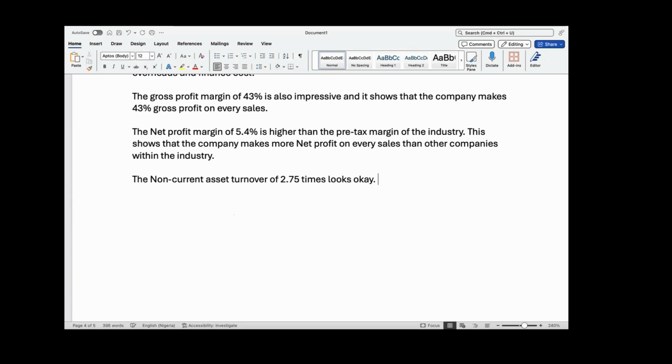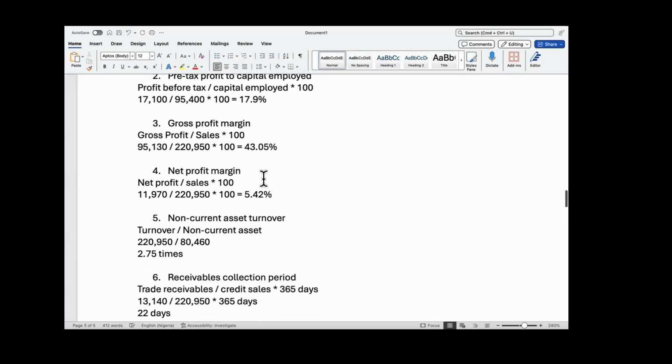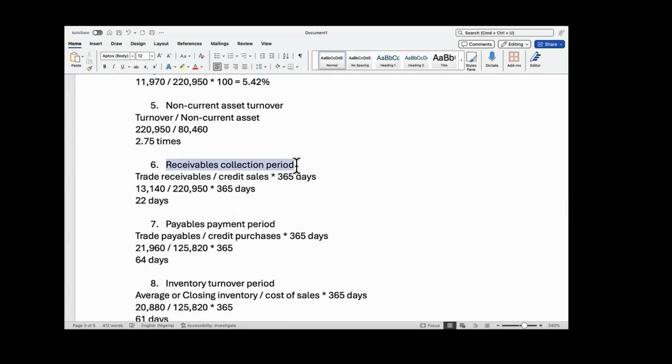Yes. And this shows that the company is able to convert its non-current assets to sales 2.75 times. Simple. I go to the next one. Receivables collection period.